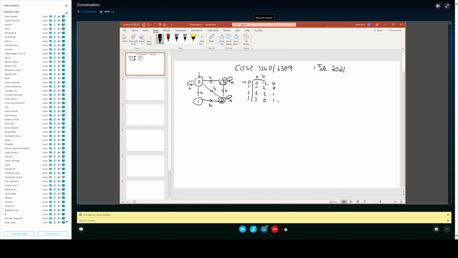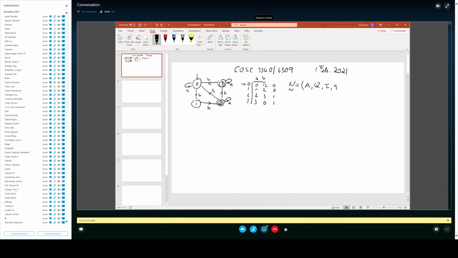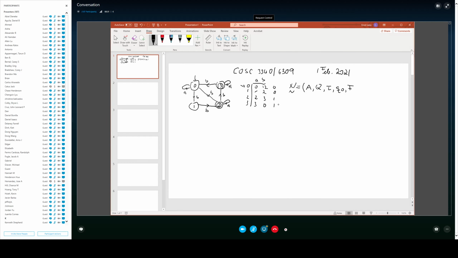We defined deterministic finite automata. Now we're looking at non-deterministic finite automata. A non-deterministic finite automaton consists of an alphabet, a finite set of states, a transition function, a single initial state, and a set of final states. The alphabet, the set of states, the initial state, and the set of final states are exactly the same as they are for the deterministic finite automaton.